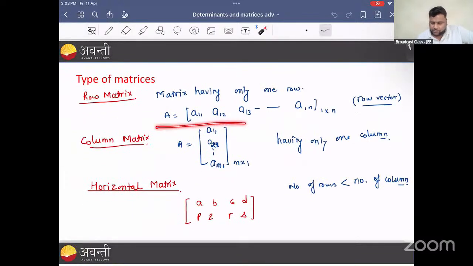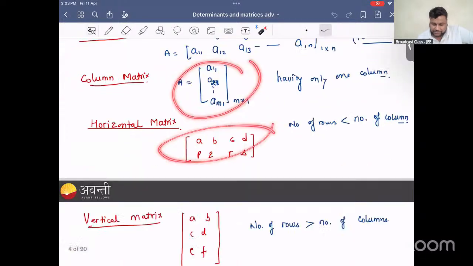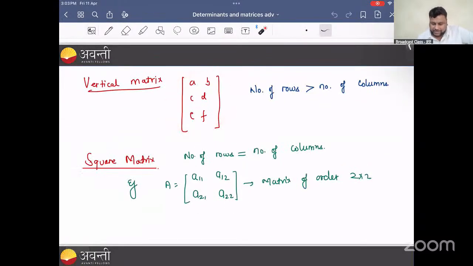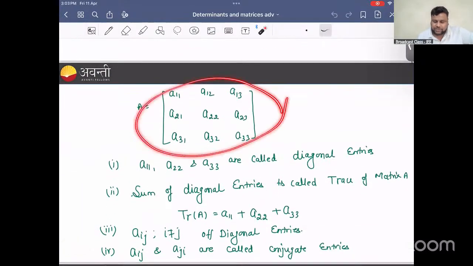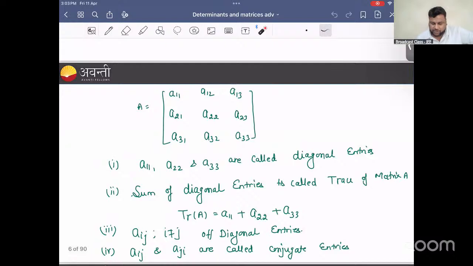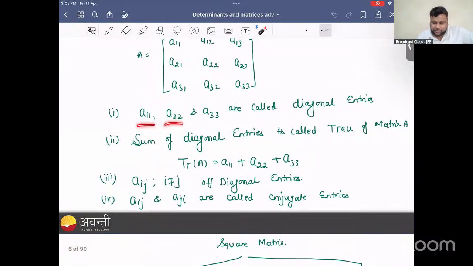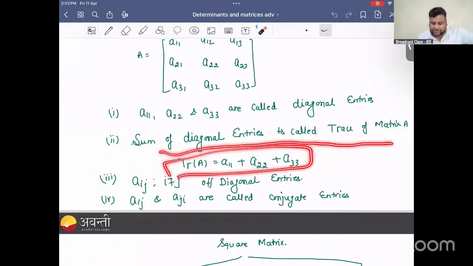Then I taught you what is row matrix, column matrix, horizontal matrix, vertical matrix, and then there comes square matrix. Like this is a square matrix of order 2 by 2. 2 by 2 stands for 2 rows and 2 columns. Then it is a square matrix of order 3, 3 rows and 3 columns. A11, A22, A33 are called diagonal entries. The sum of the diagonal entries is called the trace of the matrix.